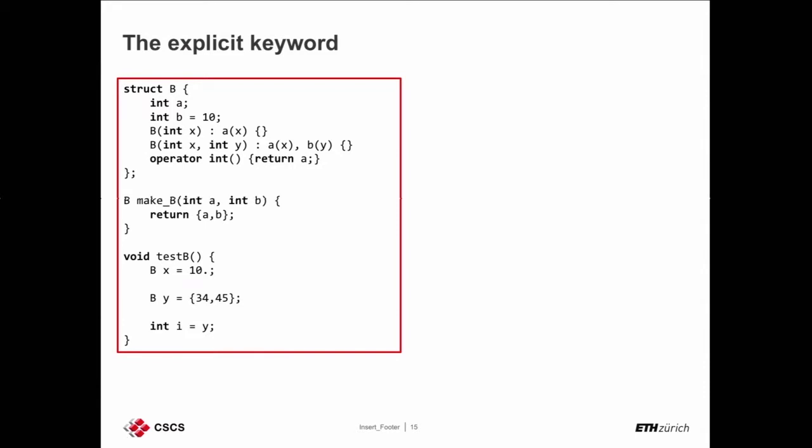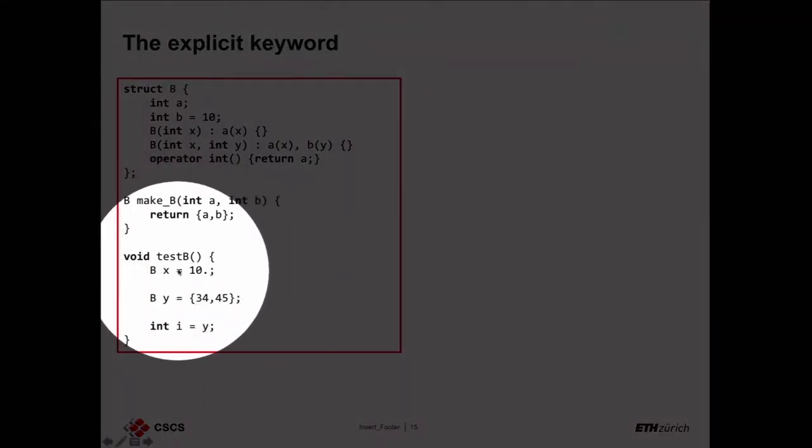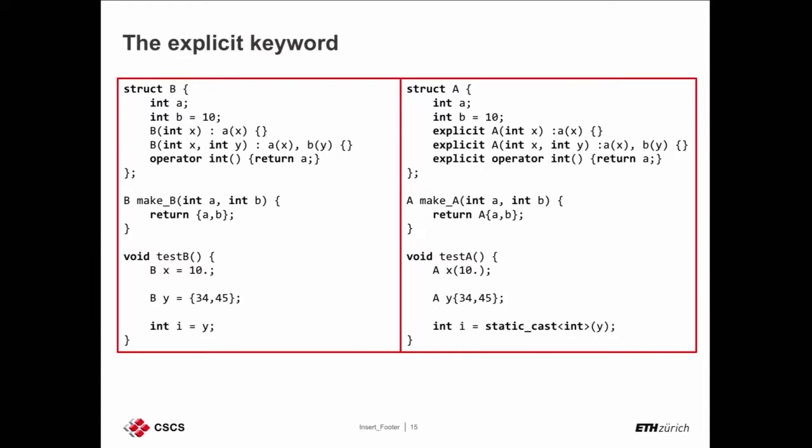Now, it might be that you don't want your user to write something like this. It feels a little bit strange to take a double and assign it to B. Maybe you want to control that. You don't want the user to get this implicitly, because it might be that the semantics is not well defined for your type. So you start putting explicit keywords everywhere. You put the explicit keyword on the constructor, for instance, and on the conversion operator.